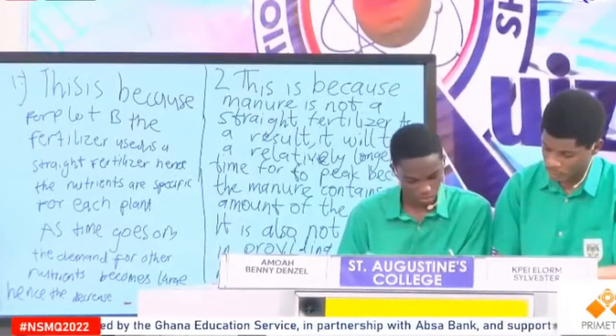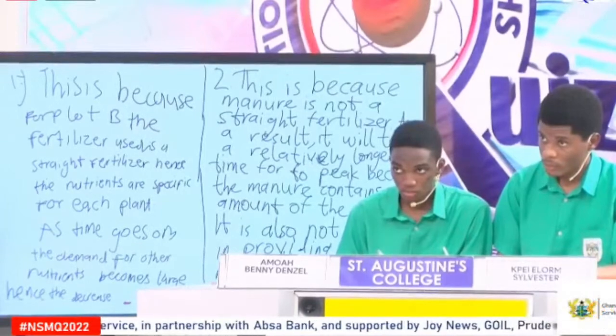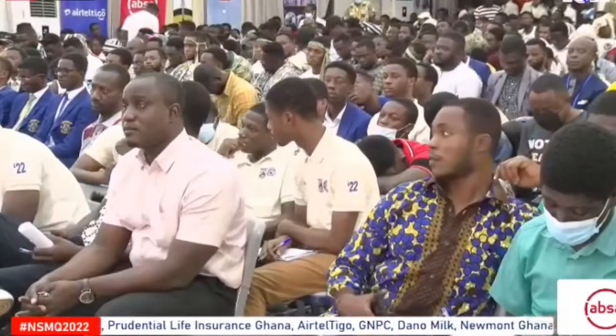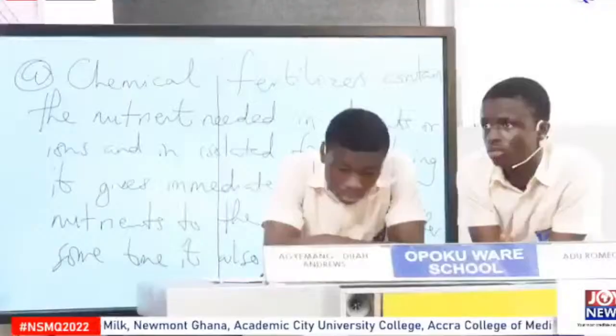All right. So the second question, why did it take a relatively long time for plot A to peak? And the answer is this, that manure provides small, tiny amounts of nutrients to the soil slowly because they include a lot of organic matter. And this organic matter takes time to decompose to release the nutrients, right? So you need time for it to decompose. And that is the reason why. 2 points for this.